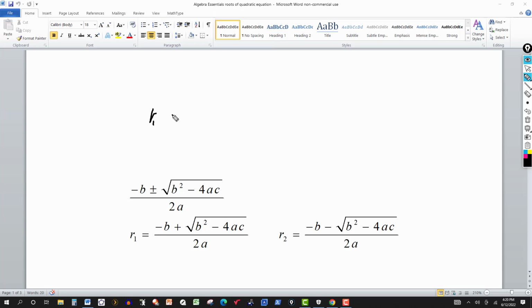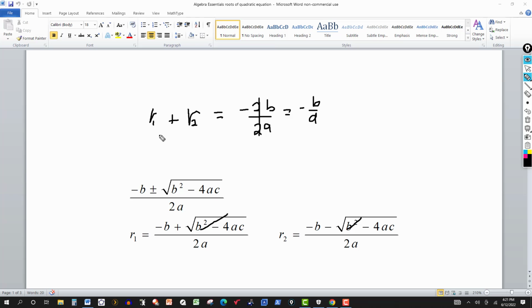So R1 plus R2 equals, okay, here's R1, so we're going to add these up. We have plus the radical and minus the radical. Obviously we have the same denominator 2a, so we can just add the numerators. The radical parts cancel, and I'm going to get minus b and another minus b, which is minus 2b over 2a. And the 2's are going to cancel out, so I'm left with minus b over a. And that's the first part.